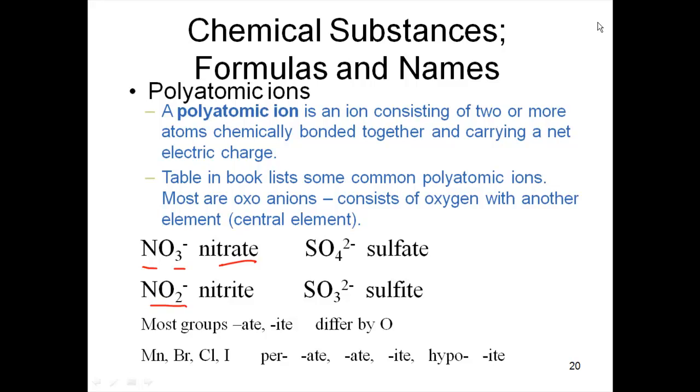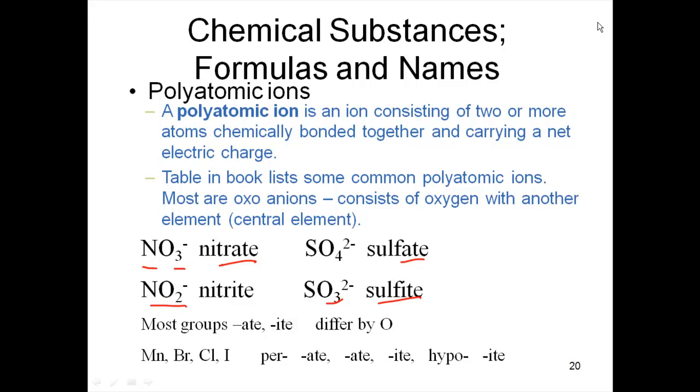Same thing happening in the sulfate. I know my -ate is SO4 2-. I memorize that. I know if I lose an oxygen, it goes to sulfite. Most groups are -ate and -ite and they differ by an oxygen. So you memorize them and you know if you lose an oxygen, you go down to the -ites.